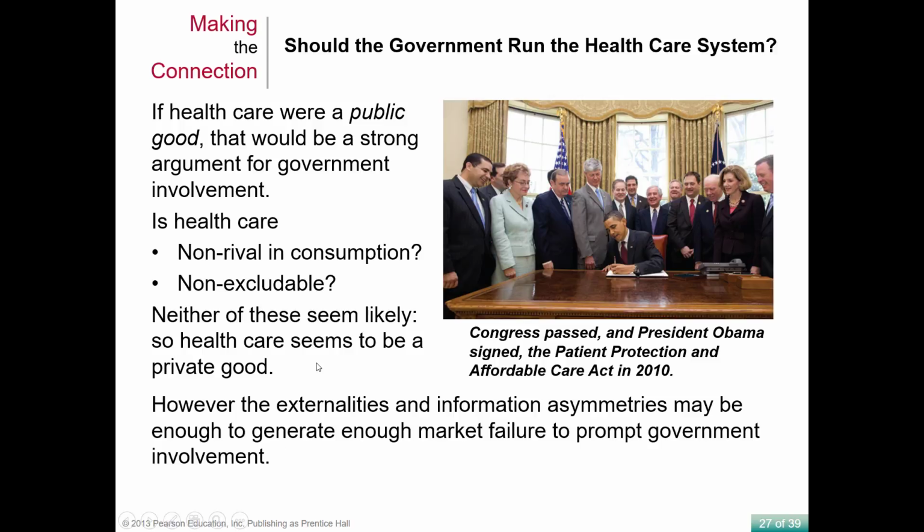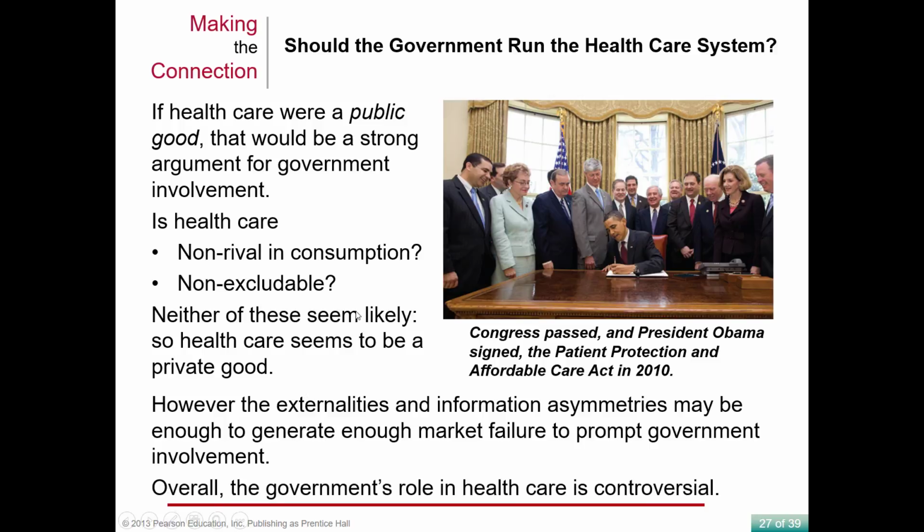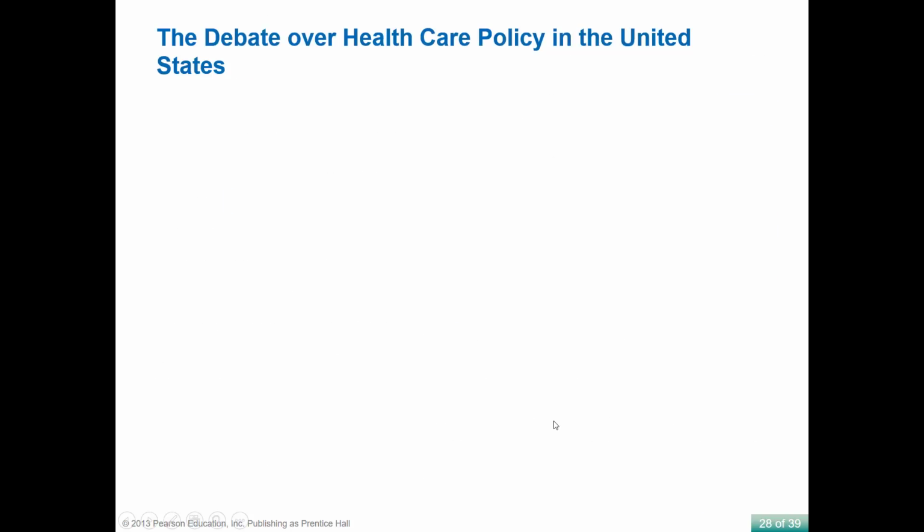Non-excludable means if you don't pay for it, you can't get it, right? So it's one of these weird things. But non-rival in consumption means that everyone can get it at the same time. Well, if there's one doctor performing surgery, can everyone get that surgery at the same time? No. However, the externalities and information asymmetries may be enough to generate enough market failure to prompt government involvement, which it has. Overall, the government's role in healthcare is very controversial.